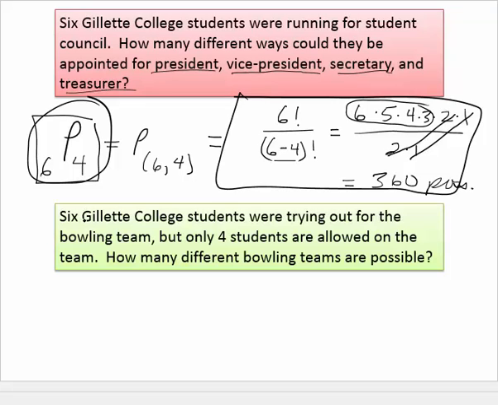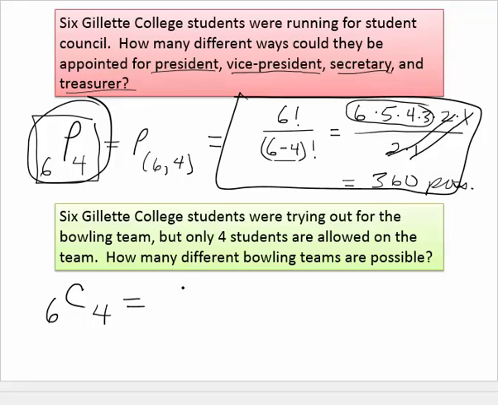Now let's read the next one. 6 Gillette College students were trying out for the bowling team, but only 4 students are allowed on the team. How many different bowling teams are possible? Well, notice it doesn't matter what order students are on the bowling team. You know, Billy and Donna is the same as Donna and Billy on a bowling team. Doesn't matter what order. So we're using combinations, not permutations.